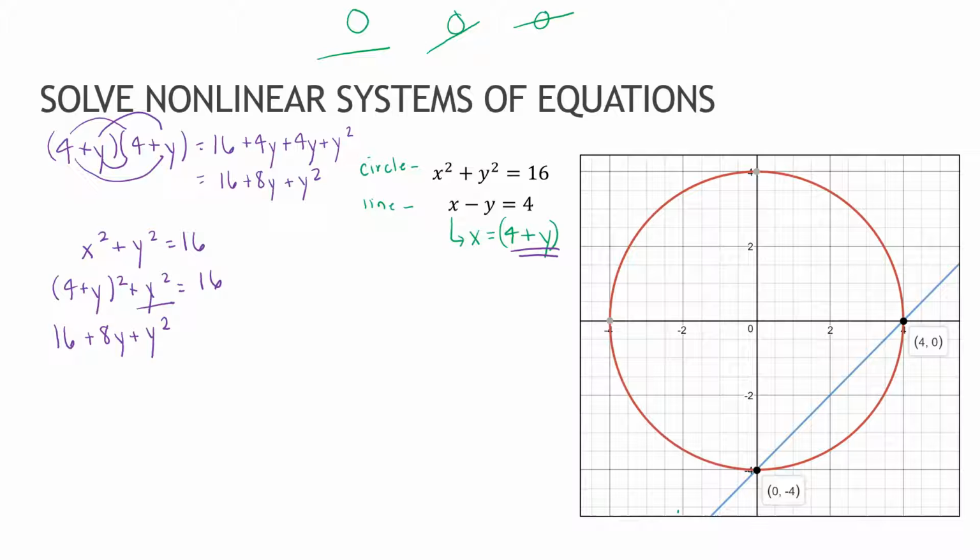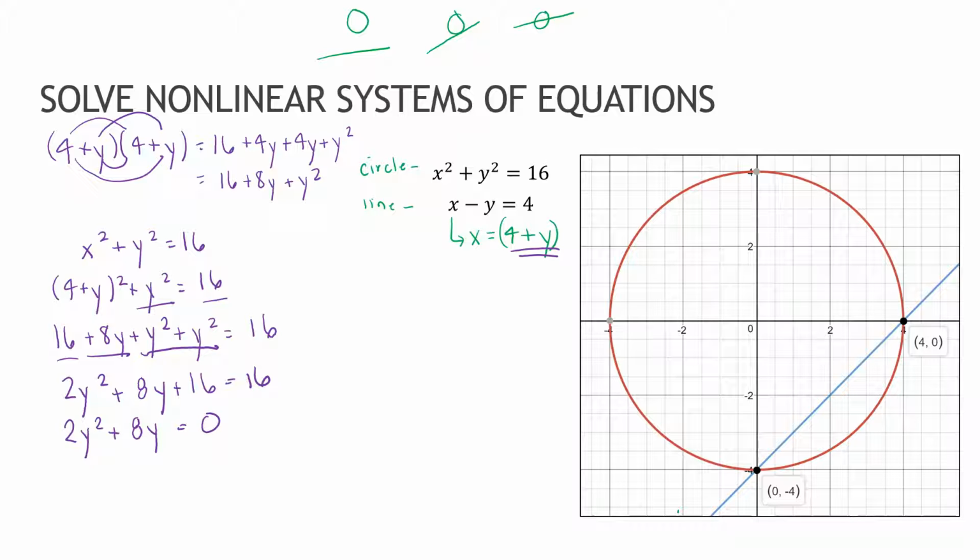I still have this plus y squared, don't forget to include it, and of course I have equals 16. This is a quadratic because my highest degree is 2. So let's combine these guys, 2y squared, plus 8y plus 16 equals 16. Let's subtract 16 from each side because we want it to be equal to 0. And what happens is that other 16 cancels out. So I just have 2y squared plus 8y equals 0.